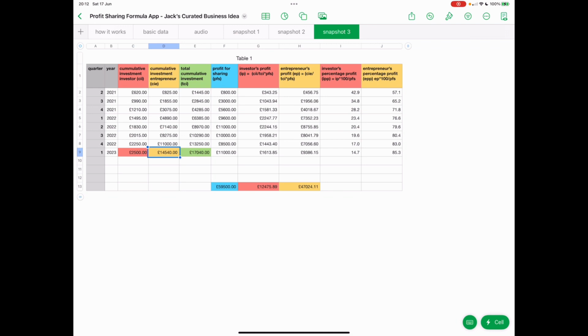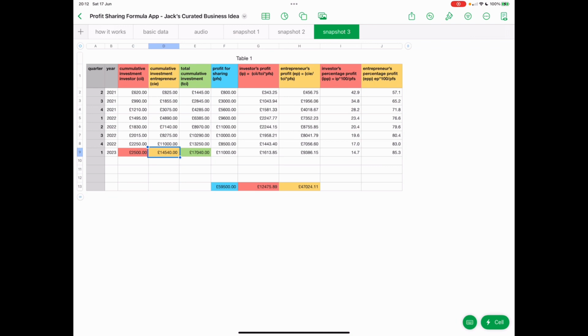Now, if you decide to share £800 as profit, assuming you got profit in that quarter two of 2021, assuming the profit to be shared was £800, the investor will get £343.25, and the entrepreneur will get £456.75.